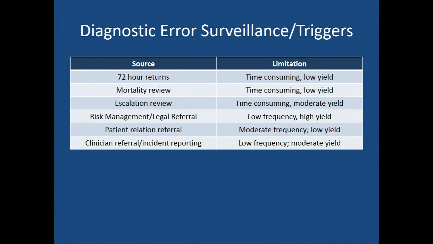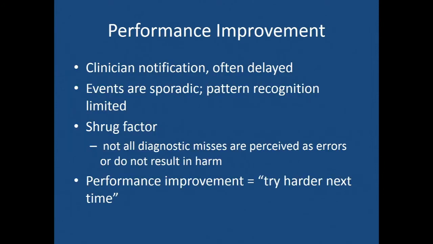So usually when we hear about a diagnostic miss from legal or risk management, it's probably pretty real, well worth our look. But those are few and far between, thankfully. The other ones, I think we spend tons of time sifting through the charts, trying to find error, and unfortunately I think don't come up with any meaningful pattern or pattern recognition that informs our performance improvement. And so what it ends up being is we often notify our clinicians or our healthcare team if it's a system-wide issue. That's often delayed. It's taken us a while to sift through all those charts.